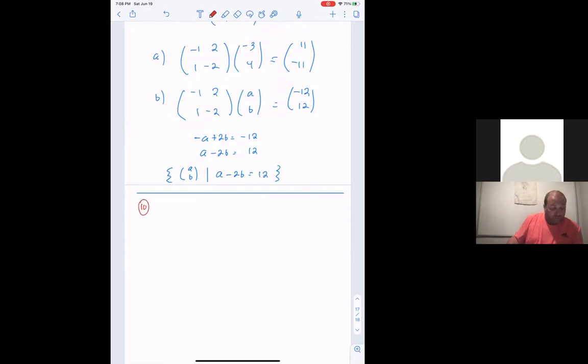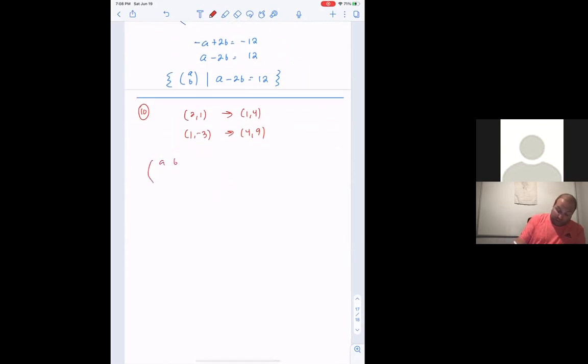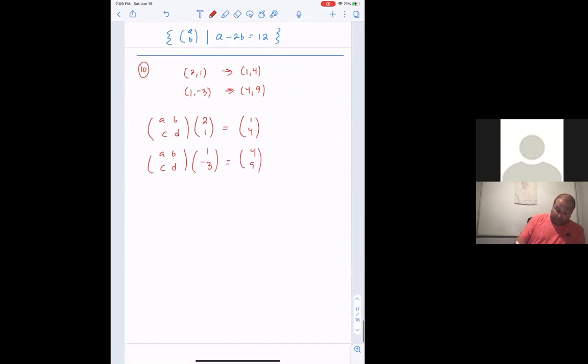Find the 2 by 2 matrix that takes the point 2, 1 to the point 1, 4, and the point 1, -3 to the point 4, 9. Well, we did an example like this. The currently unknown matrix ABCD, when acting on the point 2, 1, gives me the point 1, 4, and acting on 1, -3 gives me 4, 9. So the first one gives me 2A plus B equals 1, and 2C plus D is equal to 4.